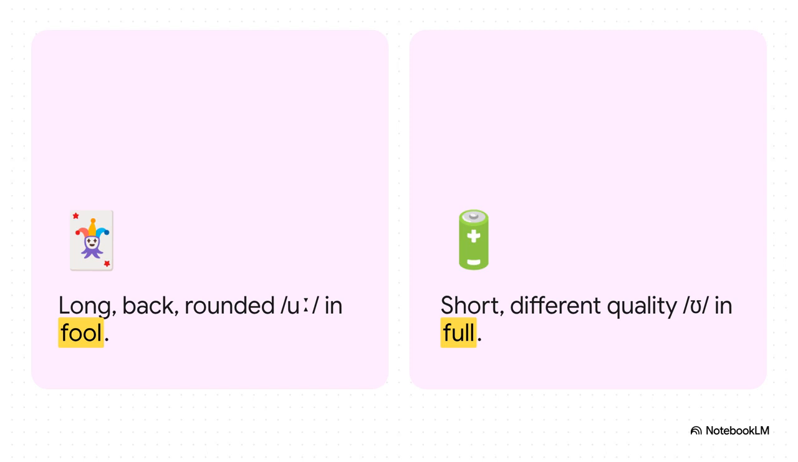Take a look at the IPA symbol for fool. It's got those length marks, those 2 little triangles. It is a long, back, and rounded vowel. Now look at full. The symbol changes completely to that little horseshoe shape. It's short, but again, it's a completely different vowel quality. Try to really anchor these weird, alien-looking IPA symbols to these everyday words.